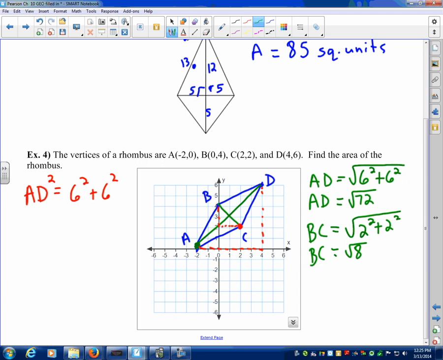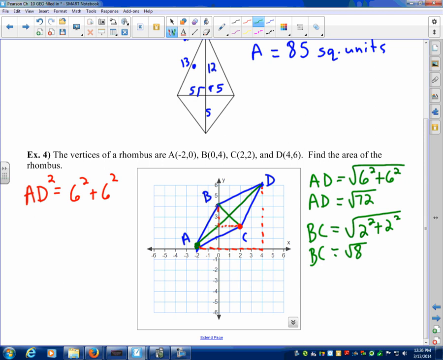Does anybody see another way to do this using special right triangles? Did anybody pick up on that? This is a special right triangle. If this is 6 and this is 6, what would AD be? That's a 45-45-90. So AD would have to be 6 root 2. Guess what the square root of 72 is equal to when you simplify it? 6 root 2.